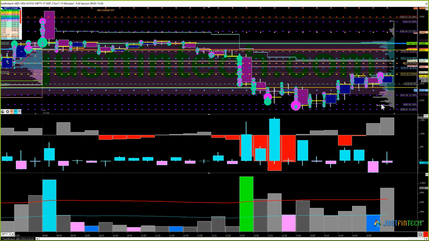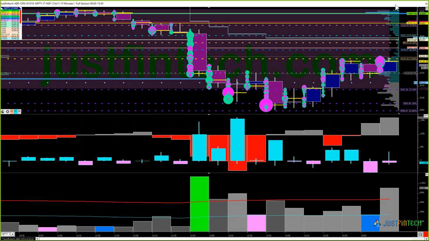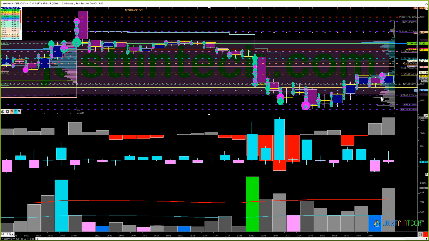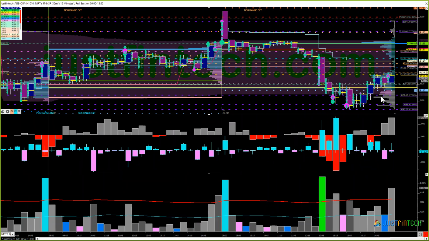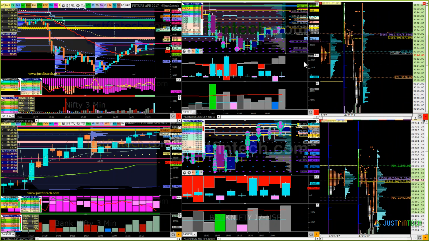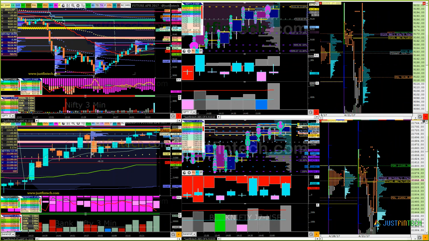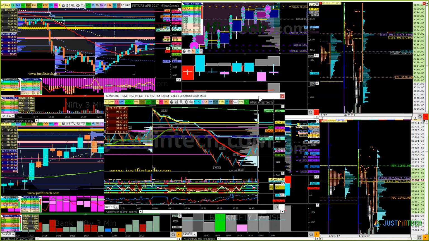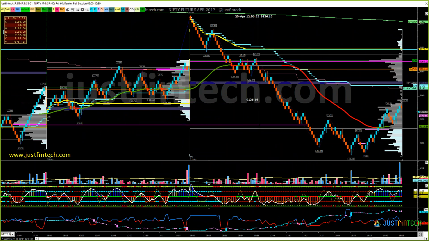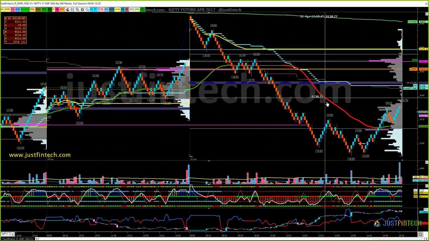And finally we had some short covering coming in, and closed almost in the lower zone, but still a decent close off the lows. Now let's see what we can expect for today, and let's have a look at the Renko.